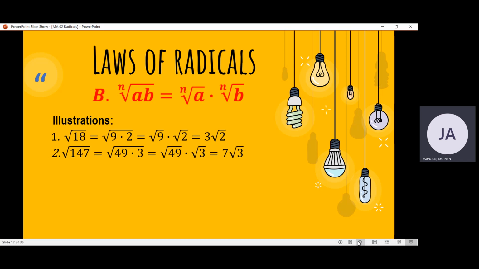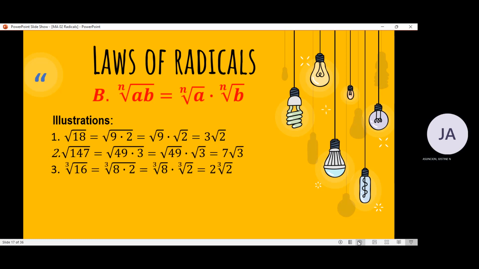Another example, square root of 147. Again, the factors of 147, which is 49 times 3. The square root of 49 is 7. So that's 7 square root of 3. Another example here, we have the cube root of 16. Okay, the cube root of 16. 16 can be expressed as 8 times 2. Okay, so again, applying the law, cube root of 8 times cube root of 2. And the cube root of 8 is just simply 2. So the cube root of 16 is equal to 2 cube root of 2.